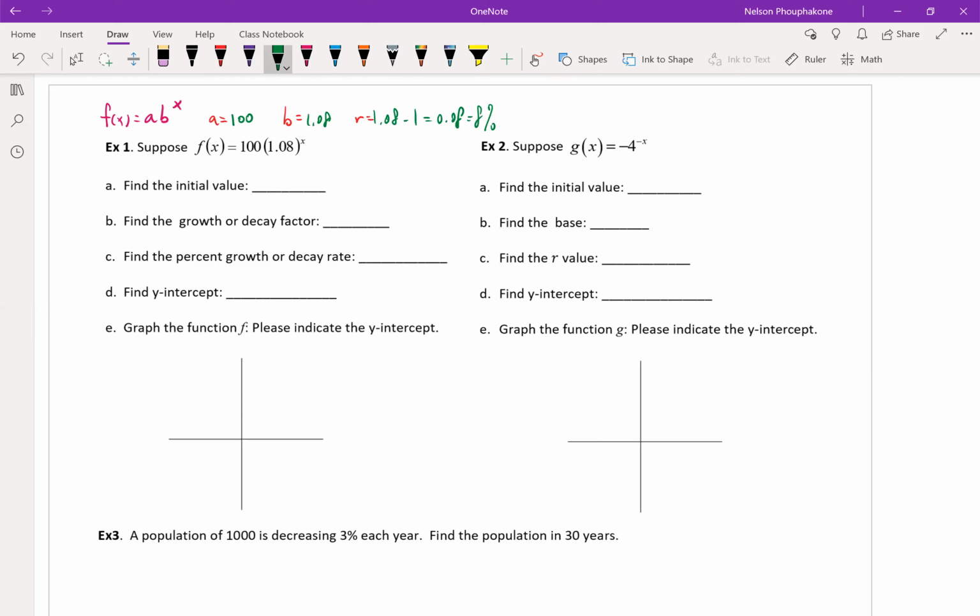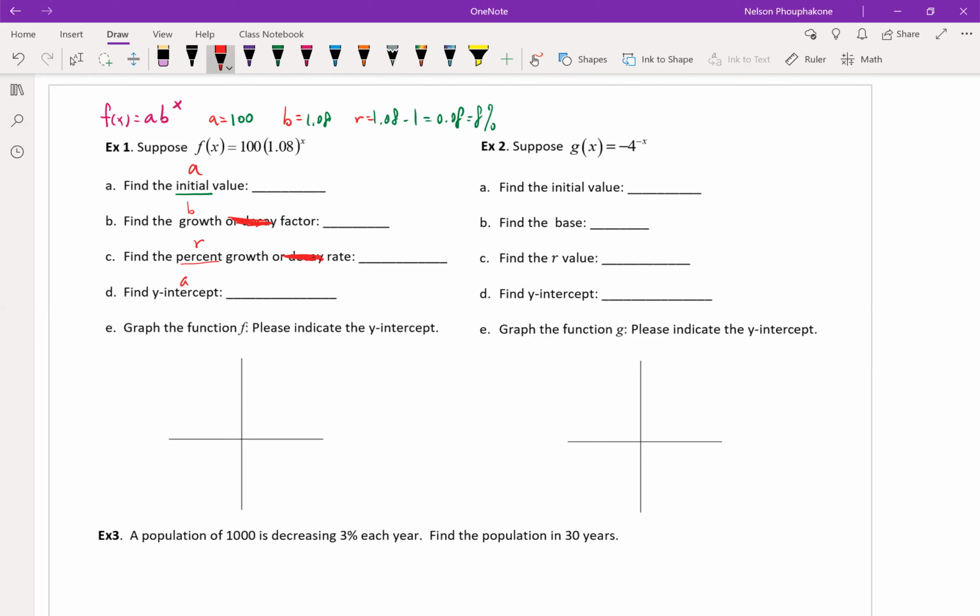Okay, so now, how do we actually work out this problem? Remember, what is the initial value? a is the initial value. In this case, because the b value is greater than 1, we have a growth factor, and of course this is related to the b value. And then we have a percent growth rate, which is related to r. And of course, we know that the y-intercept is related to a.